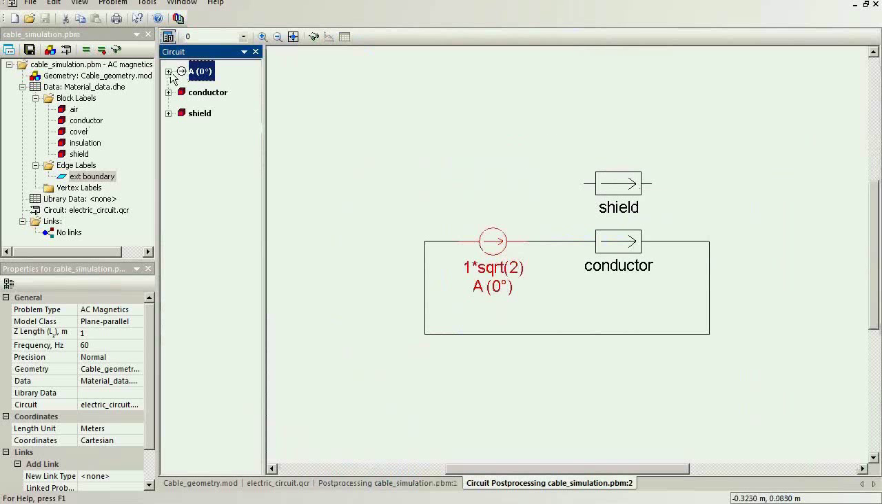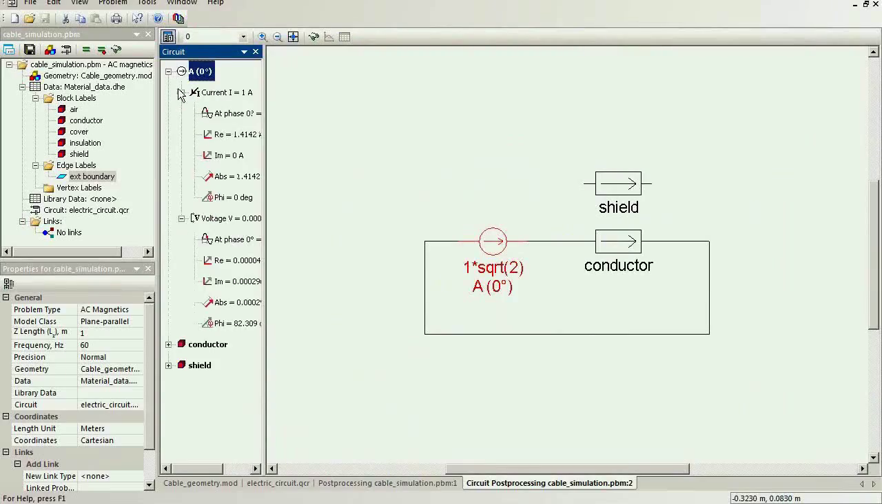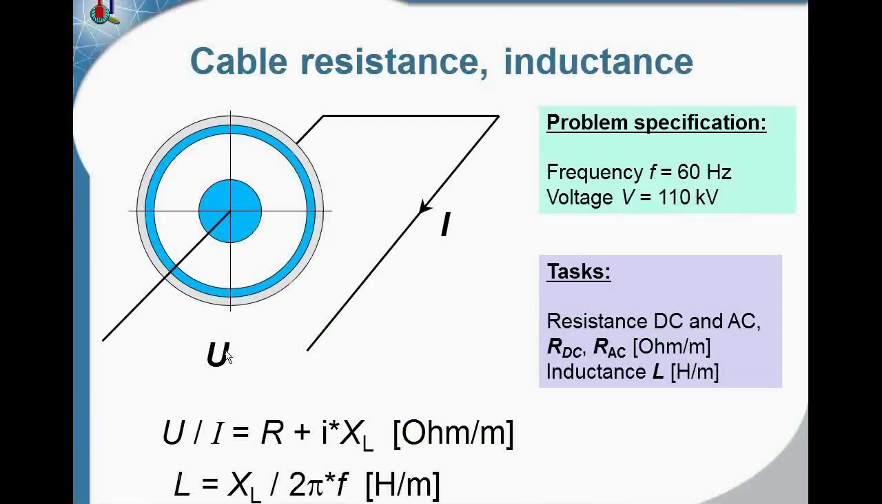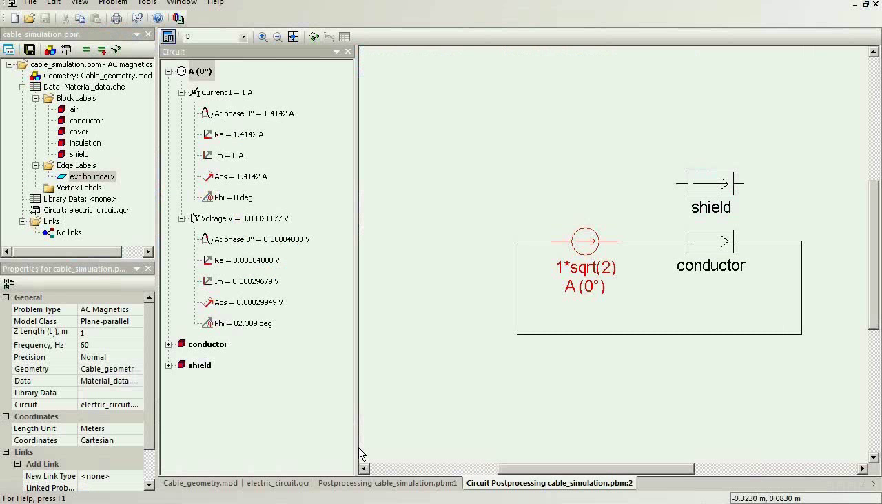This is the electric field of the cable. Again, the shield is disconnected. I can measure the current. I can measure the voltage drop and divide voltage drop by the current and calculate the cable resistance and the cable reactance.